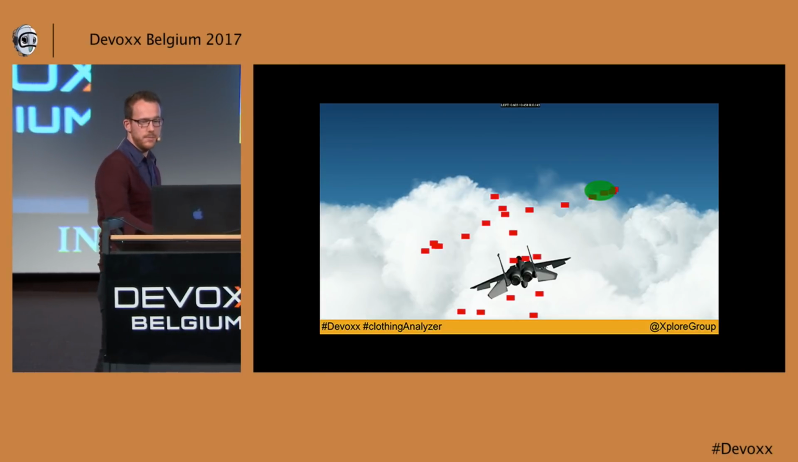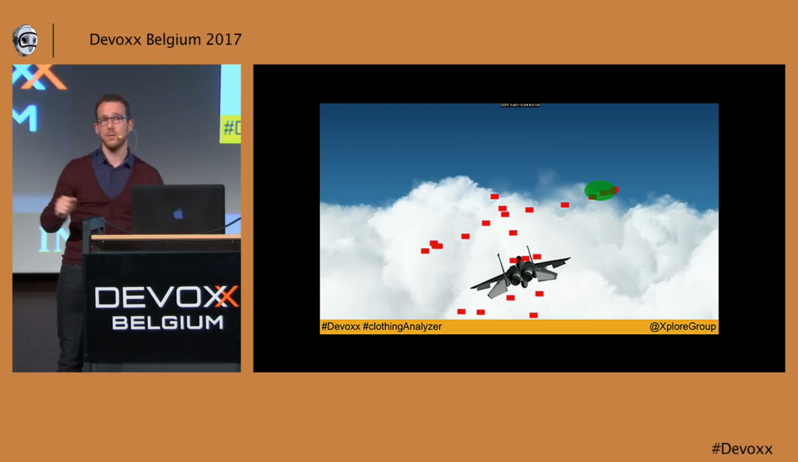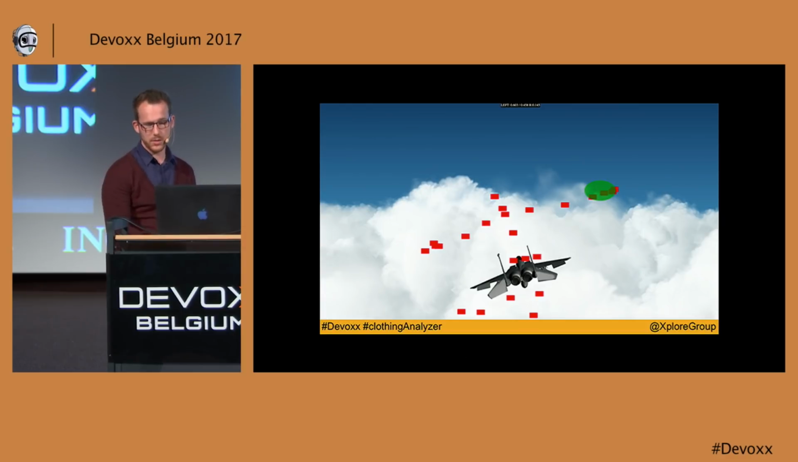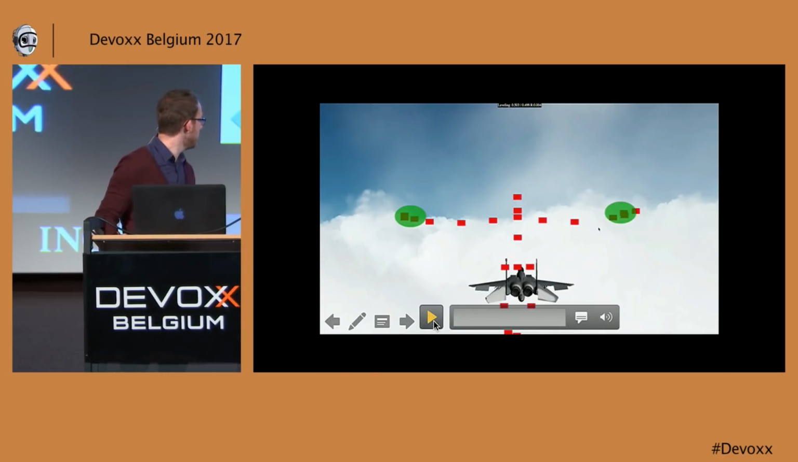But actually, the state of the hand can also be checked. So green was open and blue was closed. So basically, this is how this looked.